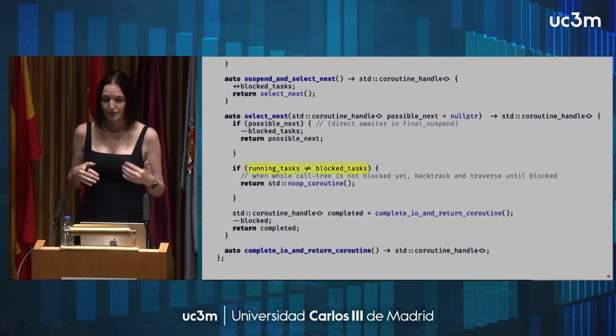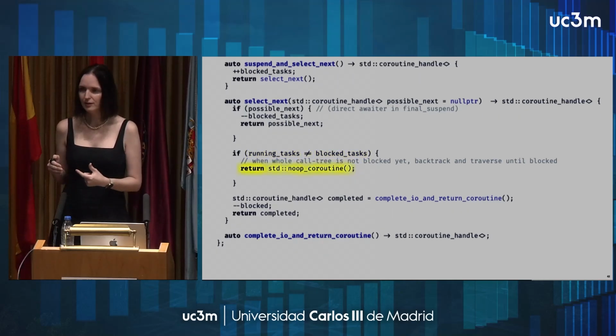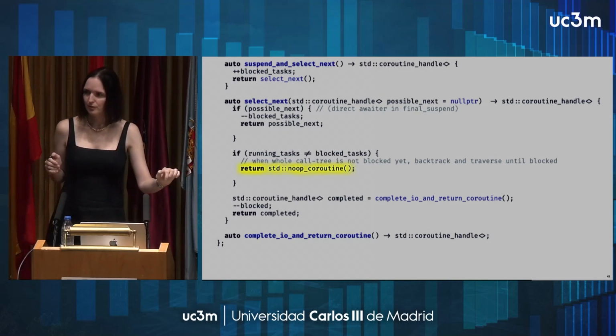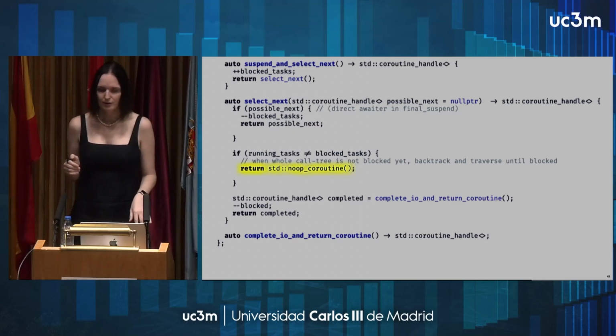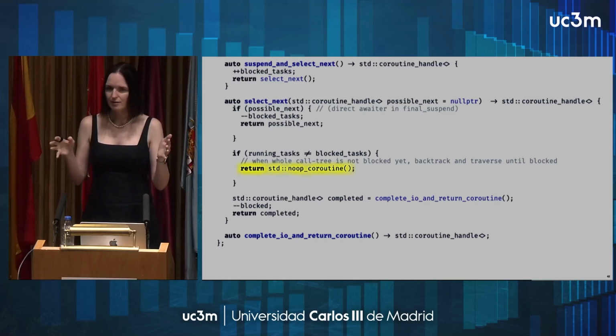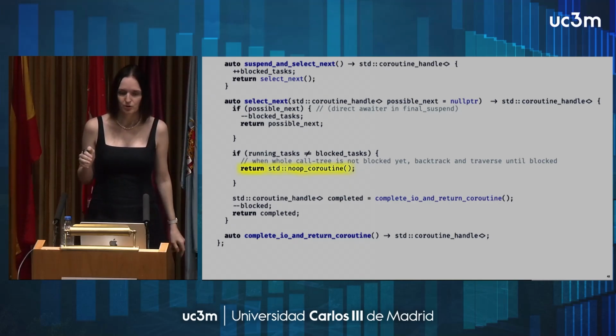So if the number of tasks is not the same, I will return a no-op coroutine, which is a coroutine which will immediately return to its caller. It means you will jump out of the resume function, which means you will go back to the coroutine which calls you. Imagine these coroutines in this model like a tree. If not all leaves are blocked, you can actually go back and continue as in the image.